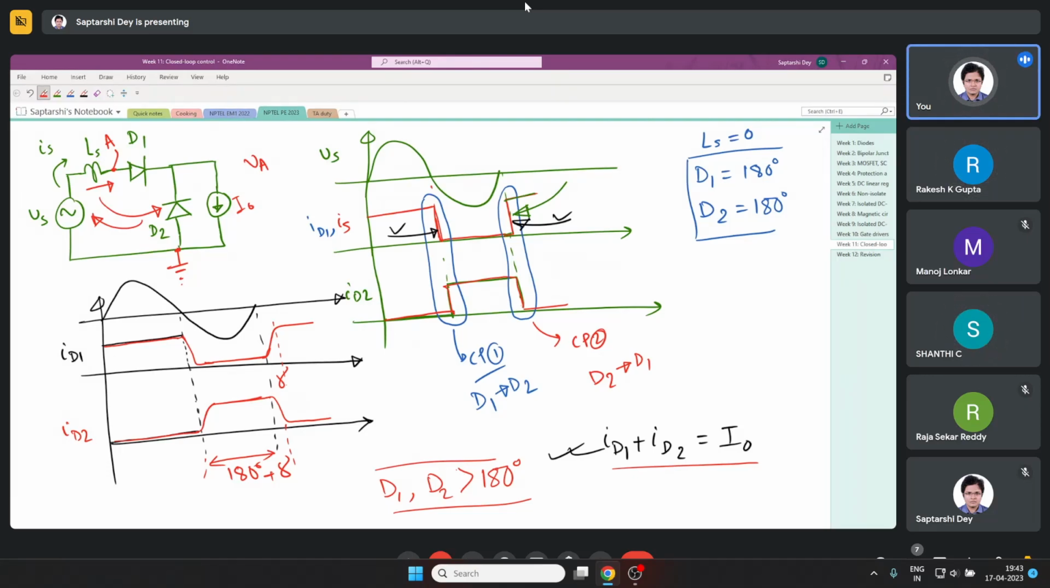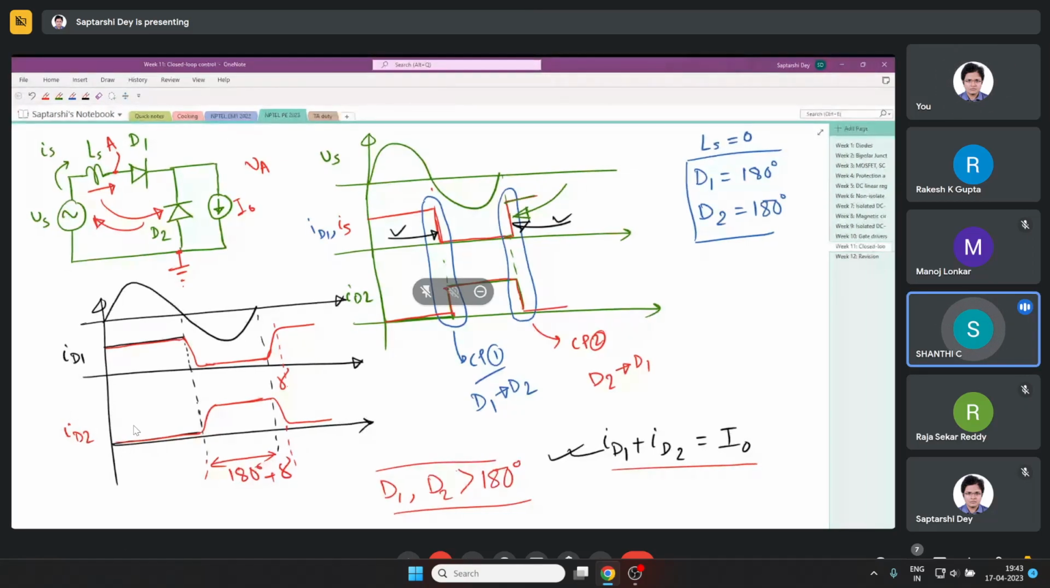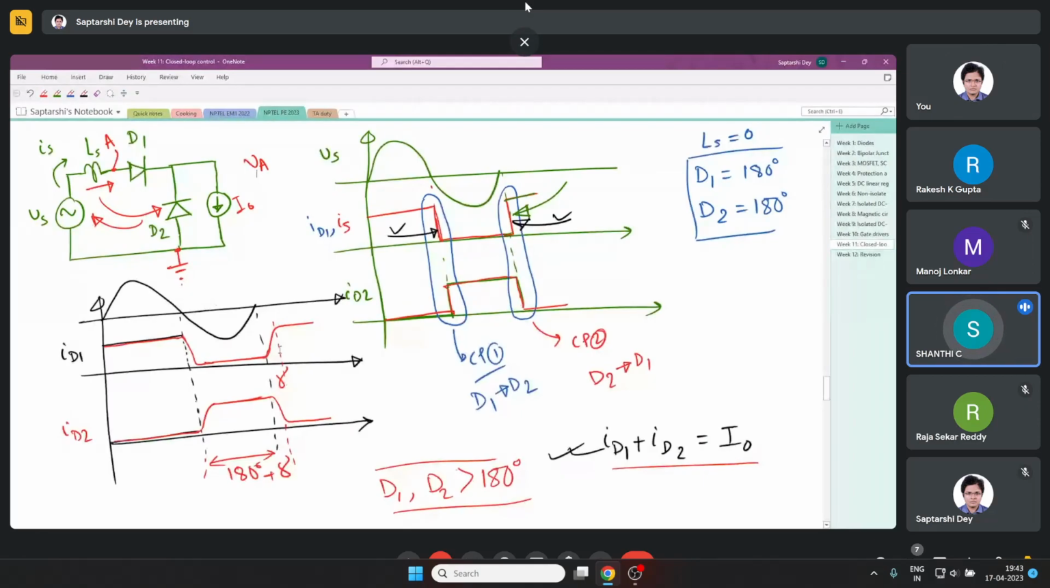Sir, how to find this gamma? That would be okay, let us see. Sir, if we can explain this negative half cycle, sir. How is D2 conducting? D1 is reverse biased. How is D2 conducting? So it was going like this. Now the voltage is suddenly negative. At this point the voltage is negative. So what is happening? This current was constant.